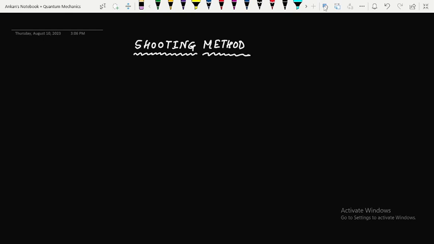Okay, let us try to understand the shooting method. So I have already told you that shooting method gets involved in some boundary value problem. Now what is a boundary value problem? Let us try to understand this.